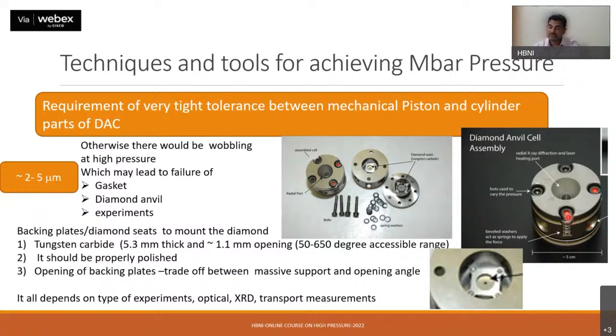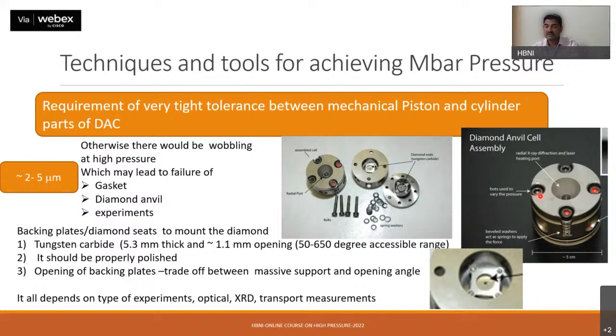So here you see this assembled cell, and we have this screw for applying the pressure, for applying the force, and there are these washers which we are using in a particular combination with the applying screws, and you see the scale here. This is just 5 centimeter, the outer OD of this symmetric diamond anvil cell. 5 centimeter is 50 millimeter, which you can very easily hold in your palm.